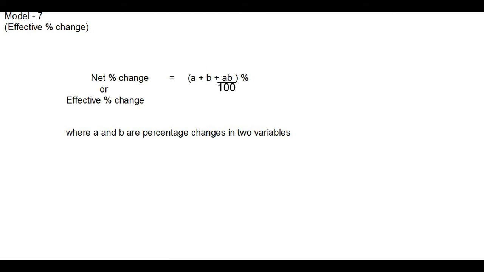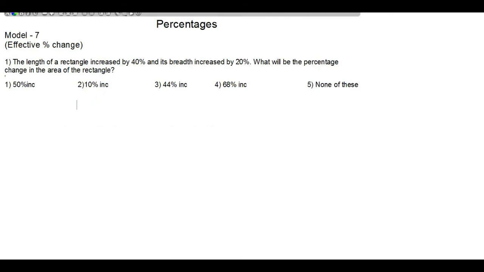Let us now take an example based on the concept of net percentage change or overall percentage change that we have discussed just now. The question here is, the length of a rectangle increased by 40% and its breadth increased by 20%. What will be the percentage change in the area of the rectangle? So as you can see here, we are supposed to find out the percentage change in the area of the rectangle.